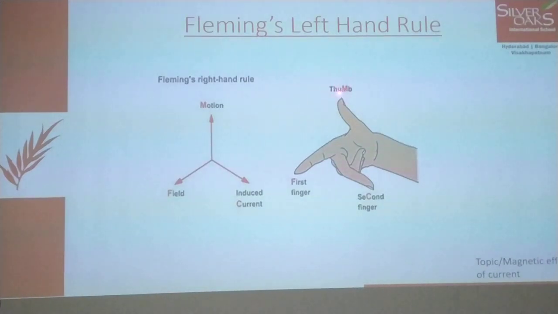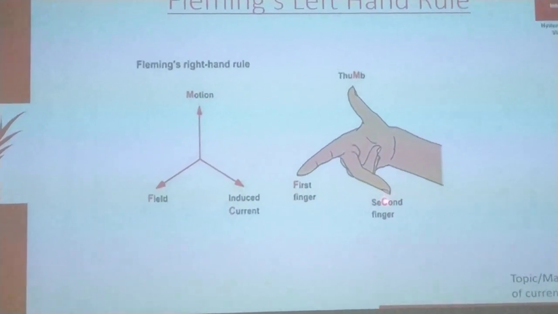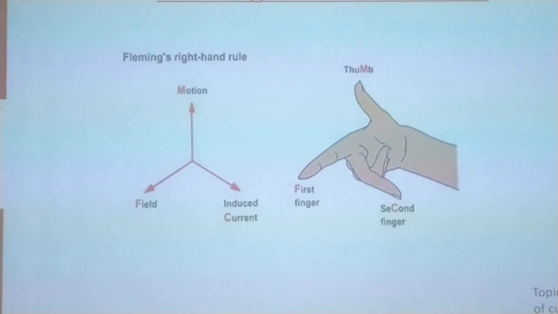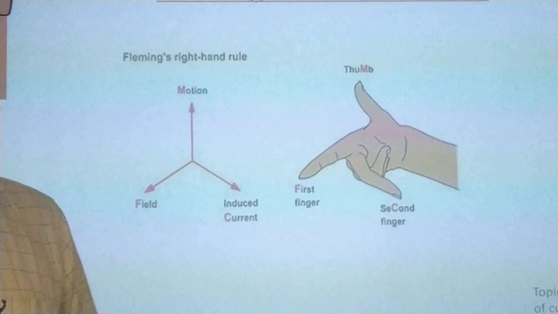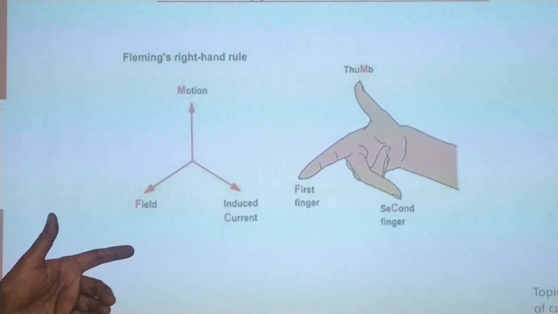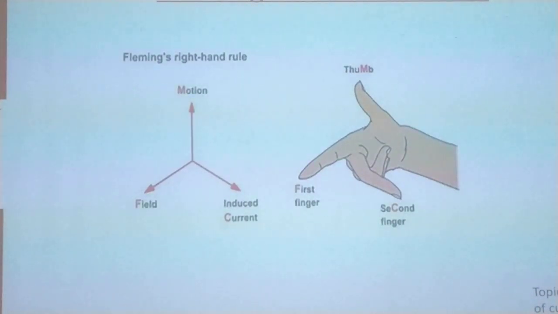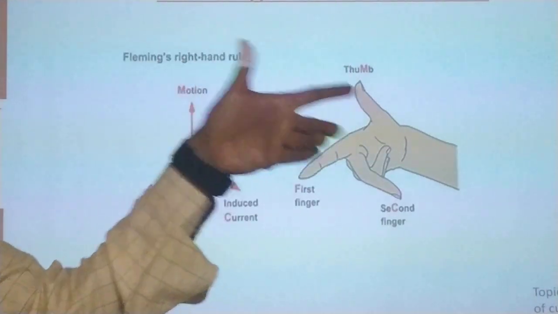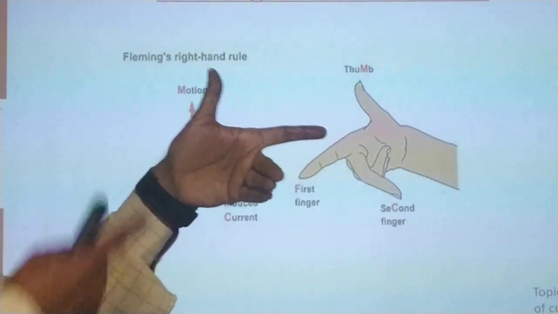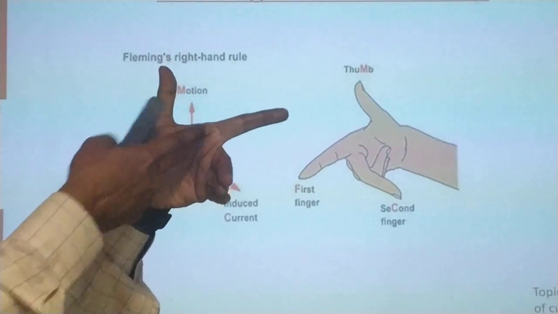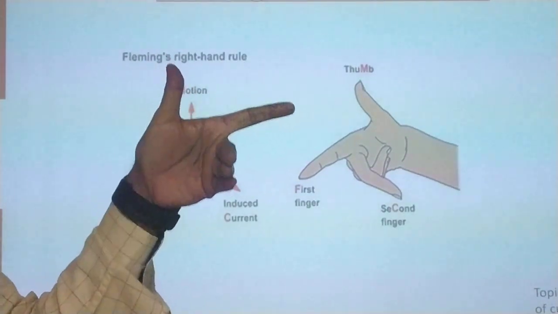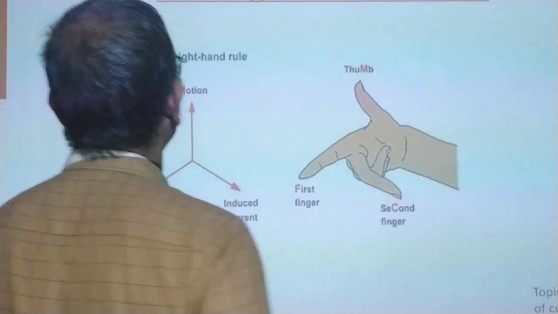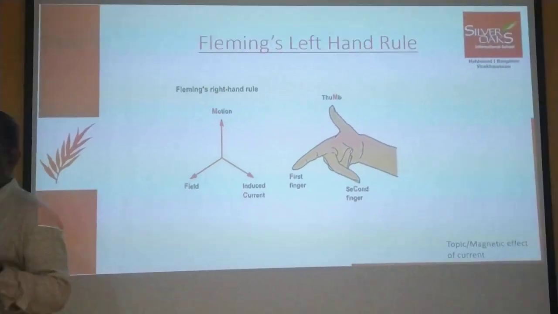Take M for motion, the thumb; F for field, the first finger; and C for current, the second finger. It is very easy for a given problem in your CBSE exam. You can find out the direction of force working on a current carrying conductor. Always use Fleming's left hand rule: thumb for motion, first finger for field and second finger for current.